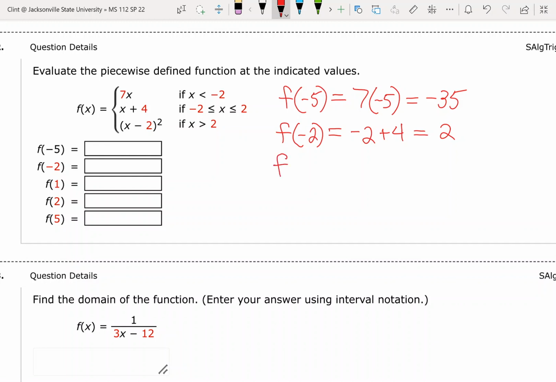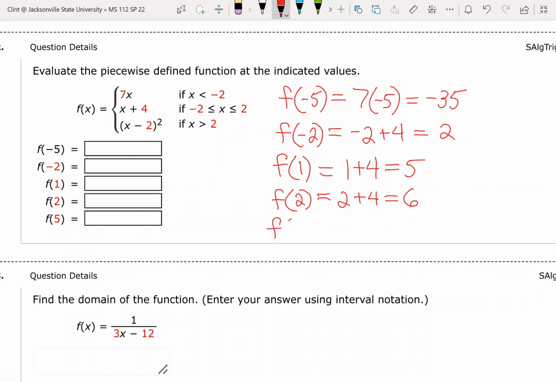Next one, our x value is 1. 1's between -2 and 2, so again we use the middle. So we'll have 1 plus 4, get 5. Okay. F of 2 is similar to what we had to do with f of -2, because we've got the or equal to bar on the middle part. So again, we're using the middle one. So we'll have 2 plus 4, get 6.